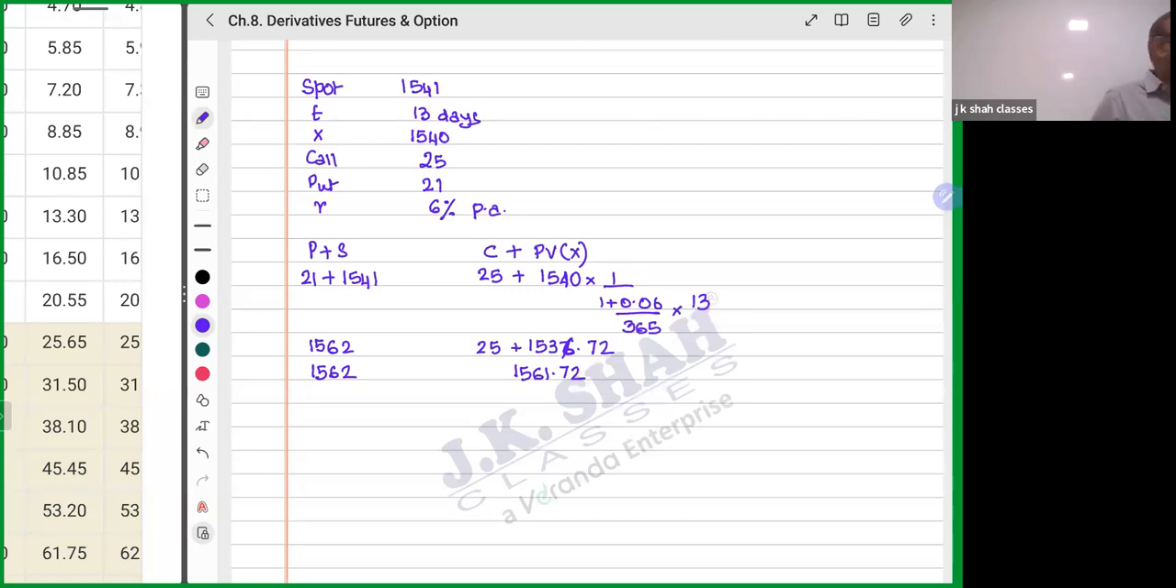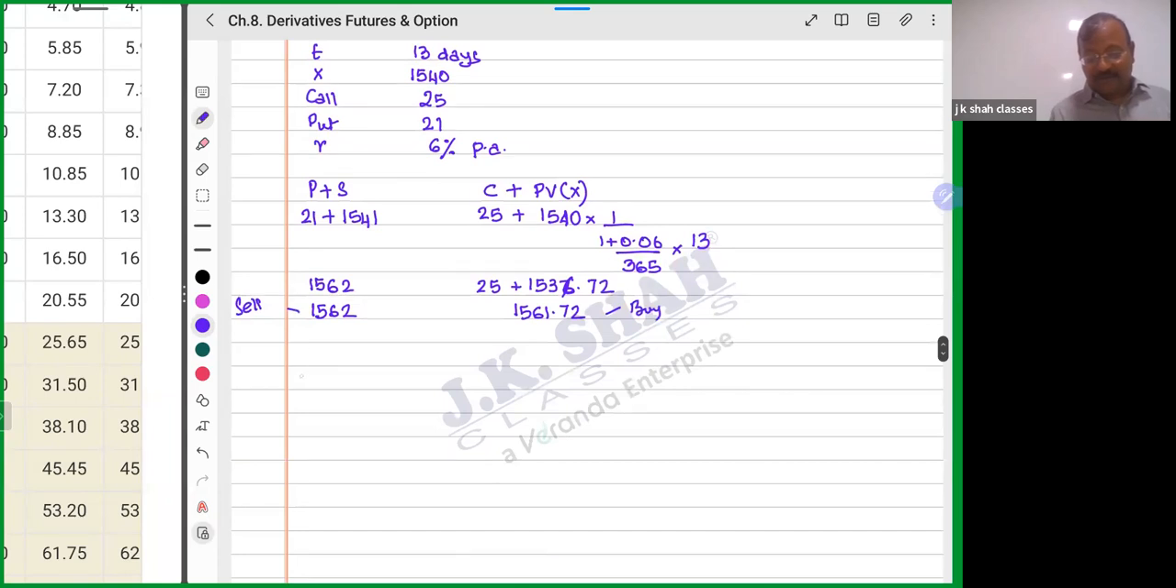Just for argument's sake. What will you do for this arbitrage? You're going to buy this and you're going to sell this, which means you're going to sell put with a strike price of 40. Inflow, outflow: if you sell a put you're going to get an inflow of 21. Then what are you going to do?